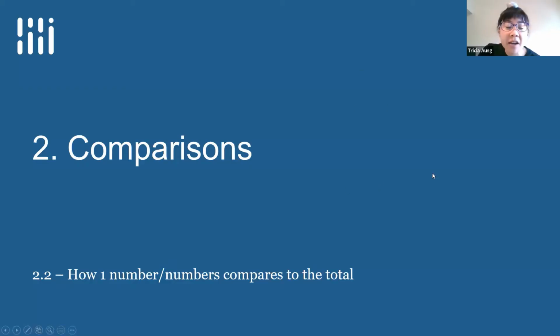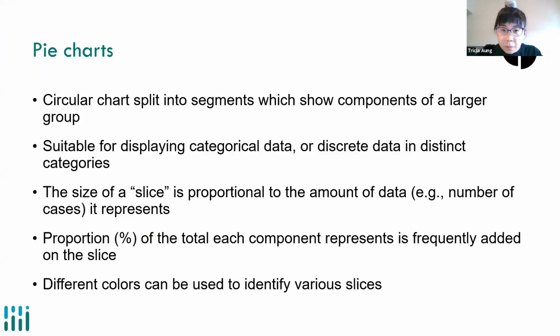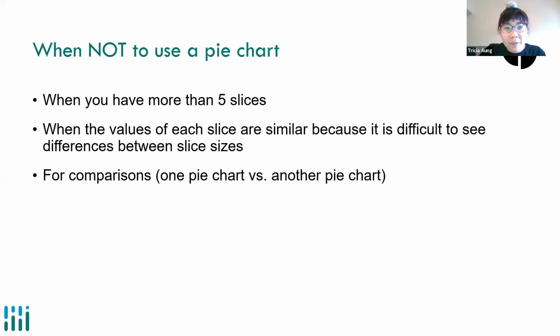So I'm going to move on with the second category in terms of how you would choose a type of graph based on a key message of proportion, or how you would compare one number to a total. And so, as I mentioned, with pie charts, everyone is familiar that the size of a slice is proportional to the amount of data. And you would use different colors of a slice to represent different types of categories.